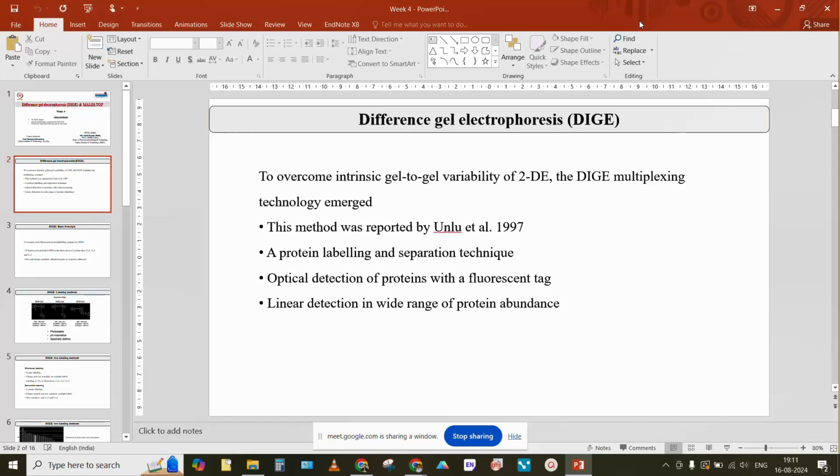So first we'll know about what difference gel electrophoresis is. It is pronounced DIGE. The two-dimensional DIGE method was aimed to overcome the gel-to-gel variability observed in two-dimensional electrophoresis. Two-dimensional difference gel electrophoresis is called 2D DIGE. It allowed multiplexing of samples. This method was first reported by Unlu et al. in 1997, and it finally became very user-friendly.